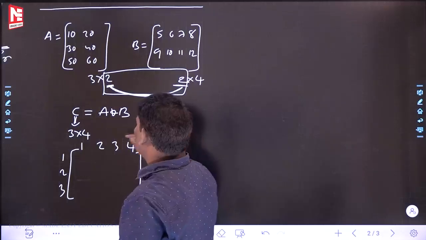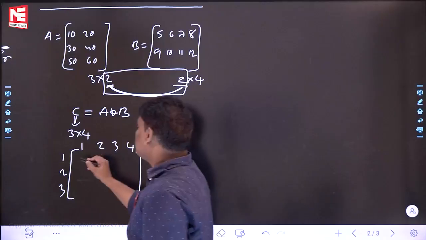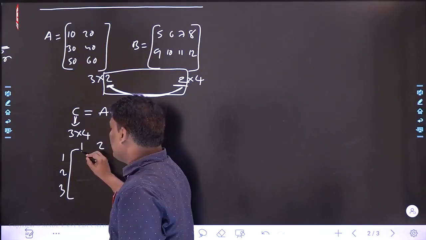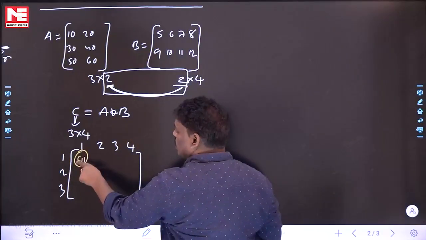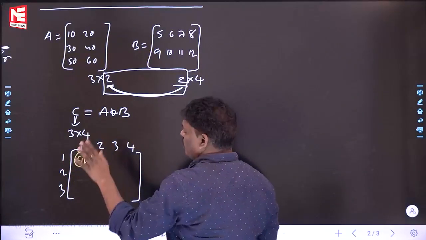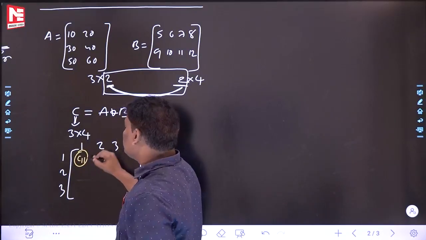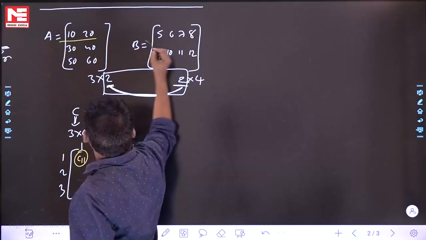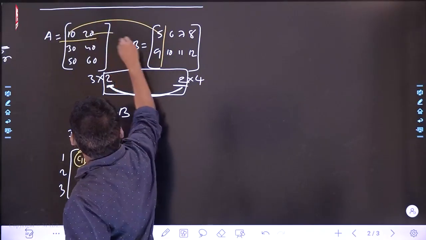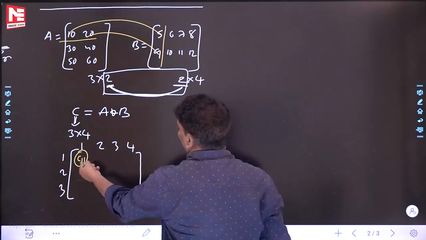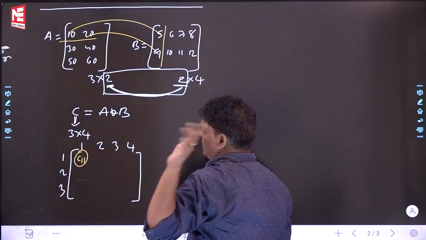Now, how do you get the first element? C matrix, first row, first column, which is C11. How will you get it? You take the first row of A and the first column of B and multiply: first element with first element, second element with second element. Like that, you multiply and add, and then you will get this.